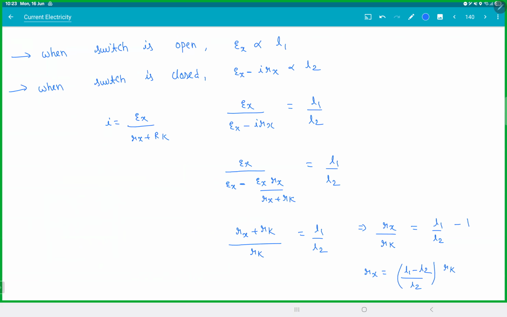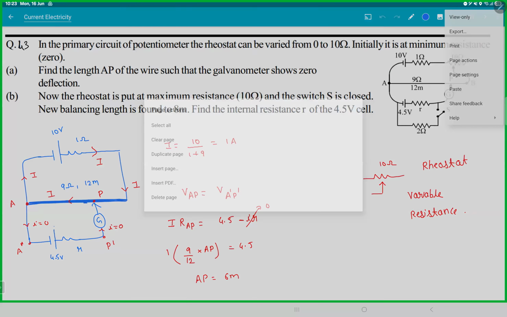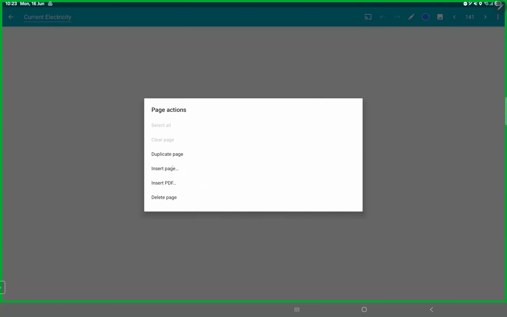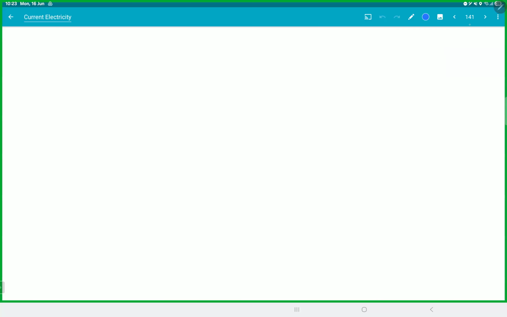Now in potentiometer, there are a few precautions you have to take. The precautions are more important. So listen to this carefully. First one, you should make sure the E primary is greater than E unknown. What happens if you don't do this? Let's see with an example.